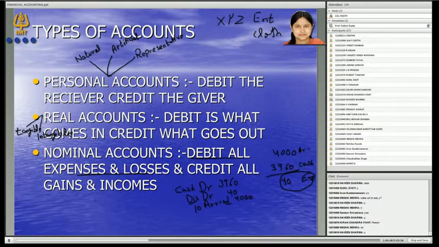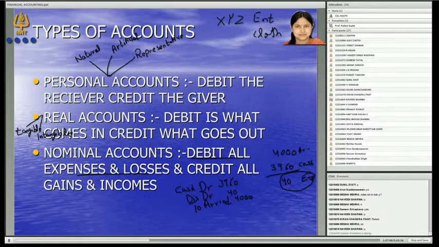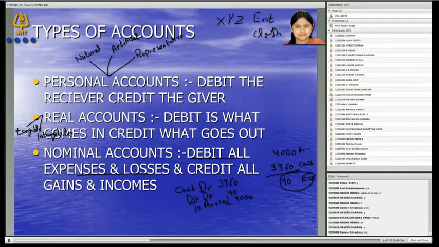Any doubt till the 11th entry to anyone? Okay. Let's come to the 12th one.